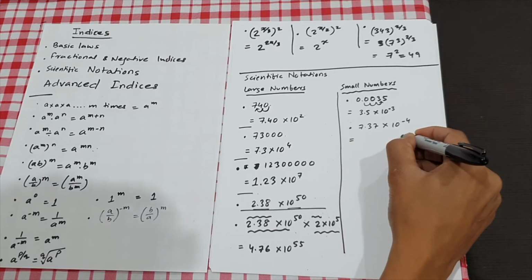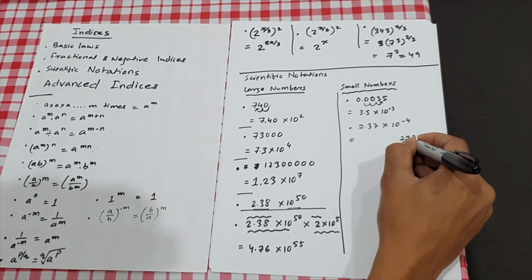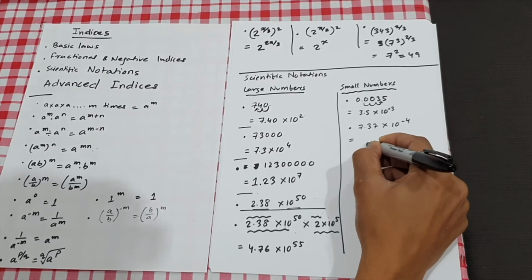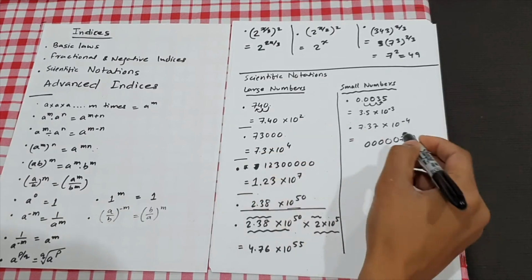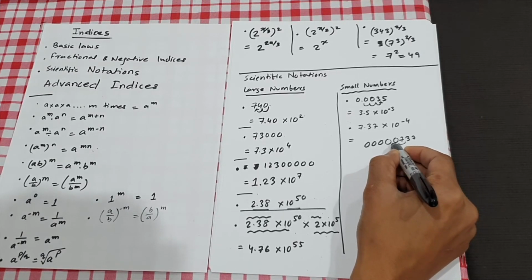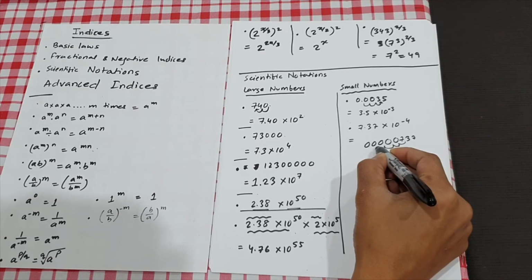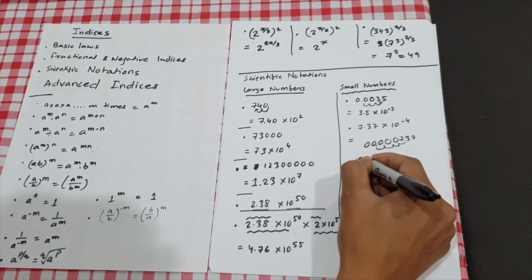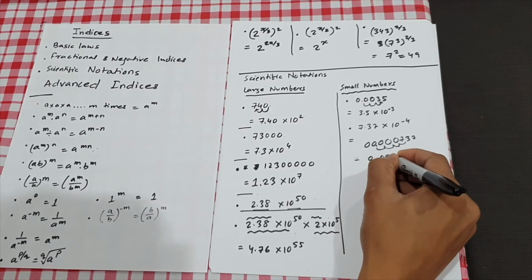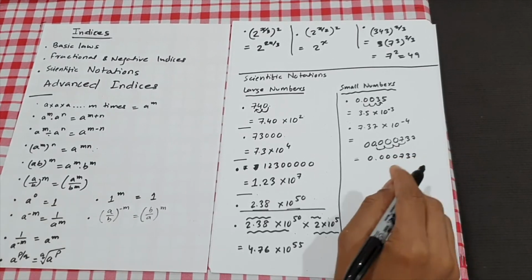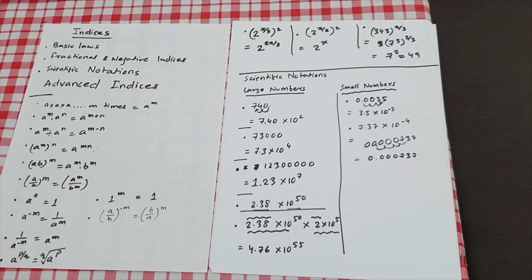So 737. We have moved 1 decimal here, right? So let's see how many decimals we have to move. So we first move 1, 2, 3, 4. That's the decimal. So our answer will be 0.000737. Right, that's our answer.